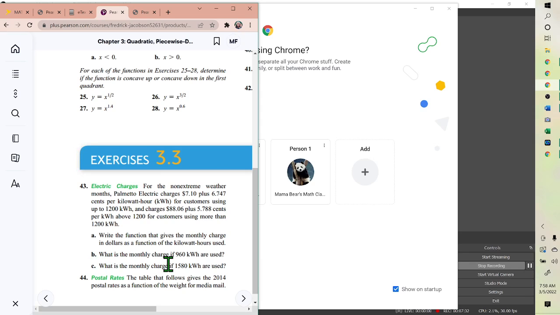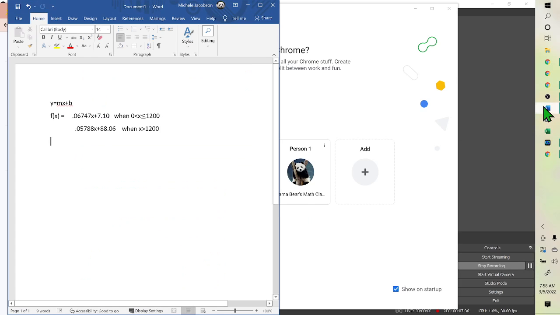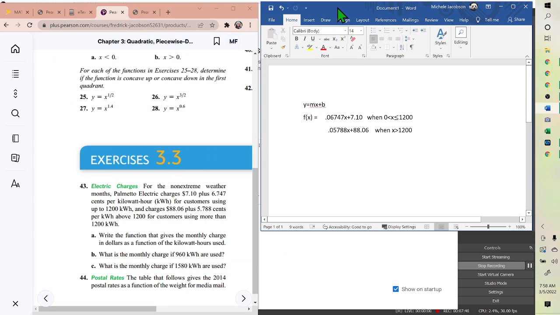What is the monthly charge if 960 kilowatt hours are used? Then you just see which one it falls into. So 960 is less than 1200, so you would plug it into this equation. 0.06747 times 960 plus the 7.10.